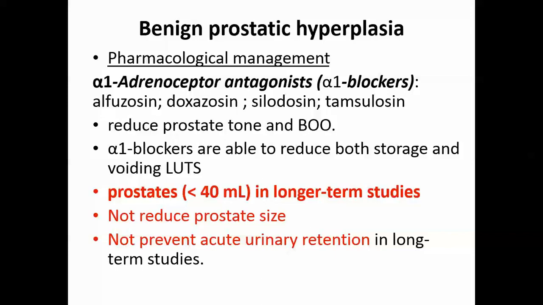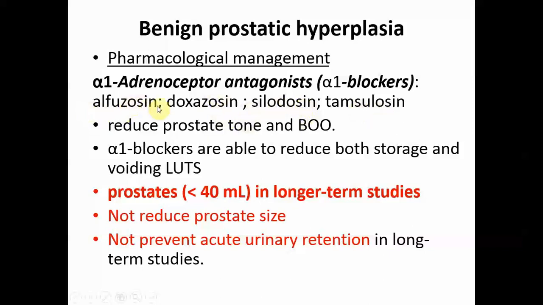So, regarding the alpha-1 adrenoceptor antagonists, the alpha-1 blockers, these agents, as you can see here, can be used in the treatment of benign prostatic hyperplasia. We have alfuzosin, doxazosin, silodosin, and tamsulosin. Those which are selective for the alpha-1A receptor, which is present in the prostate, are silodosin and tamsulosin.